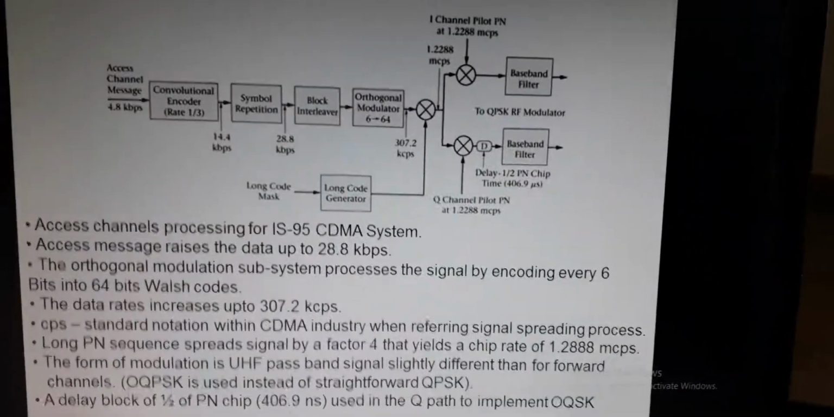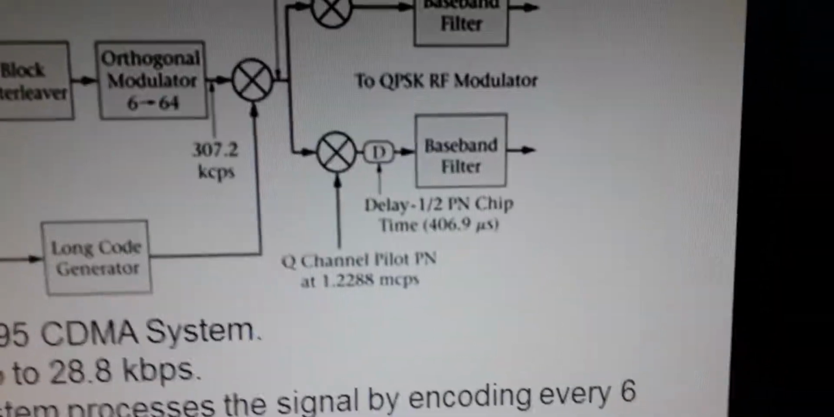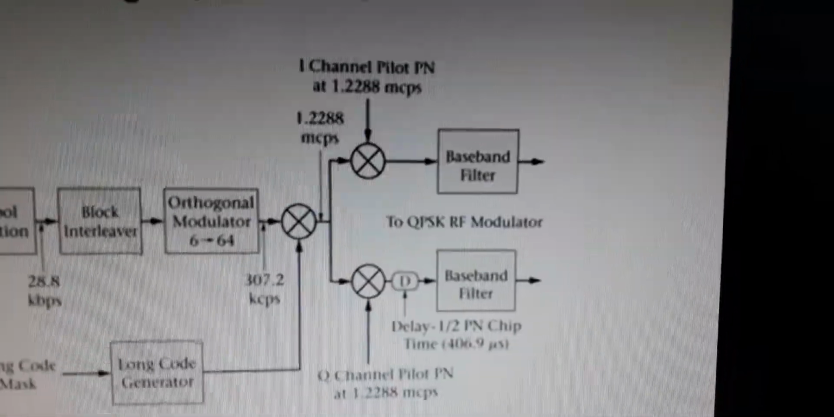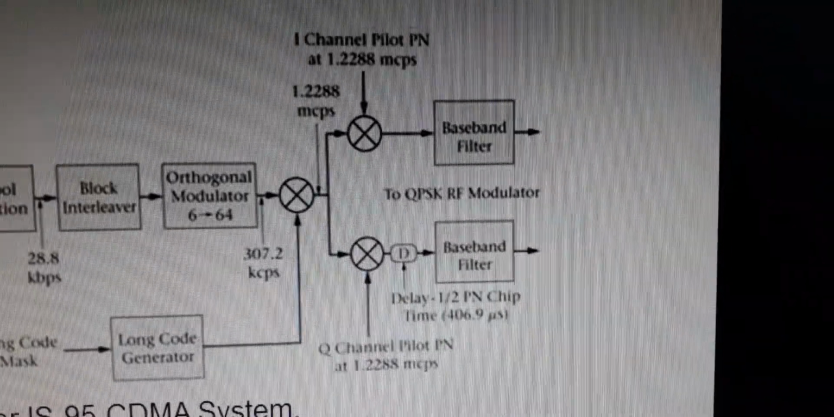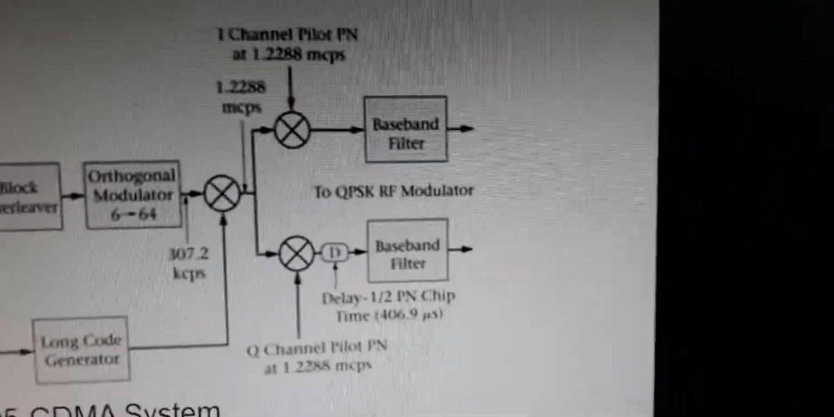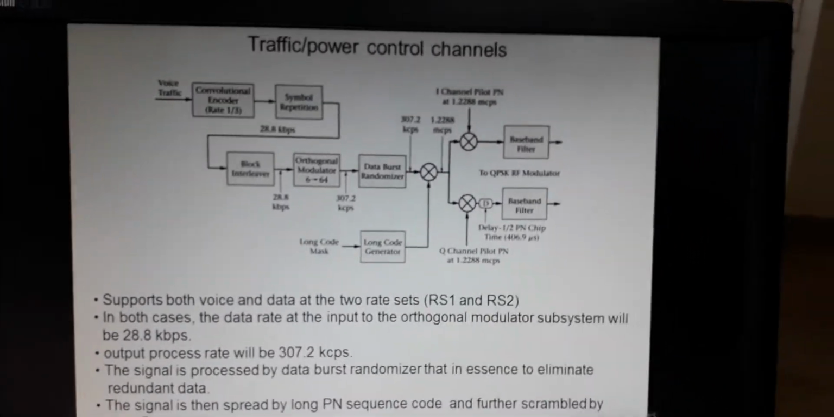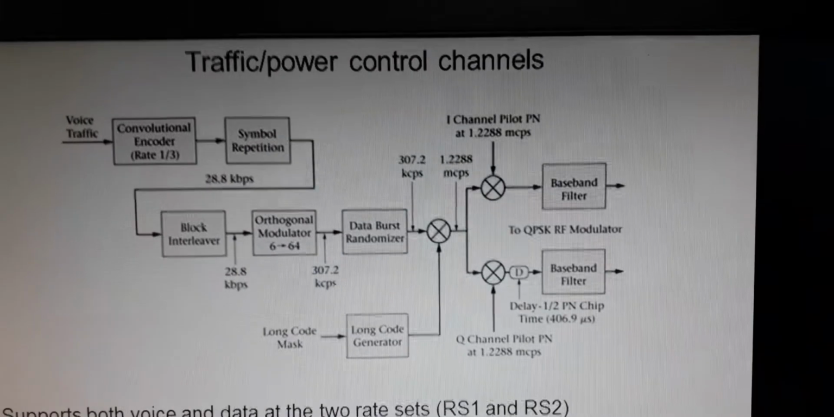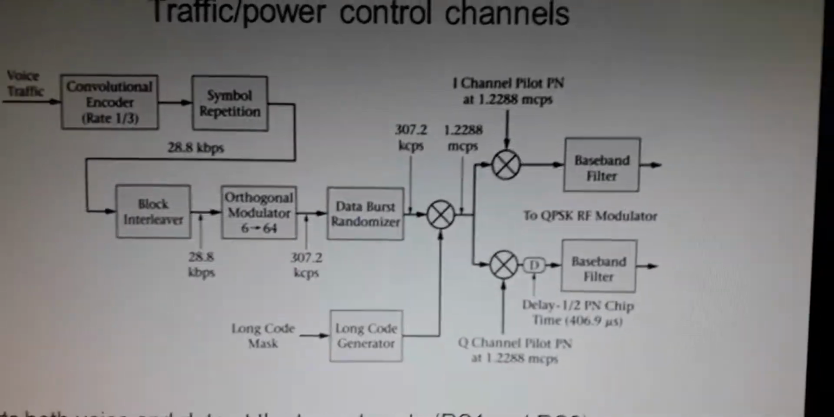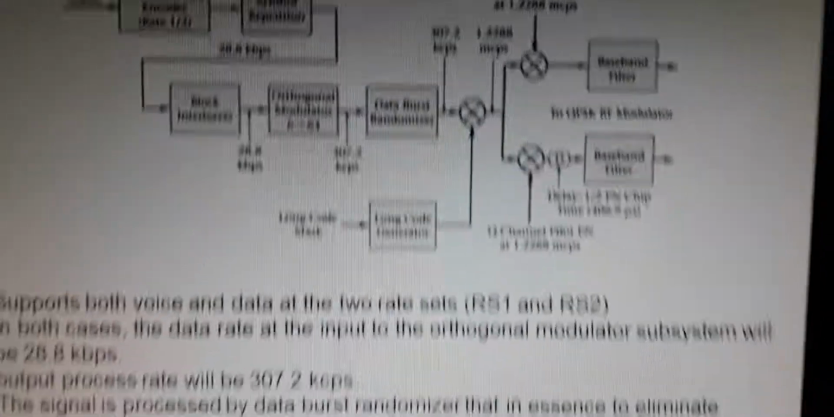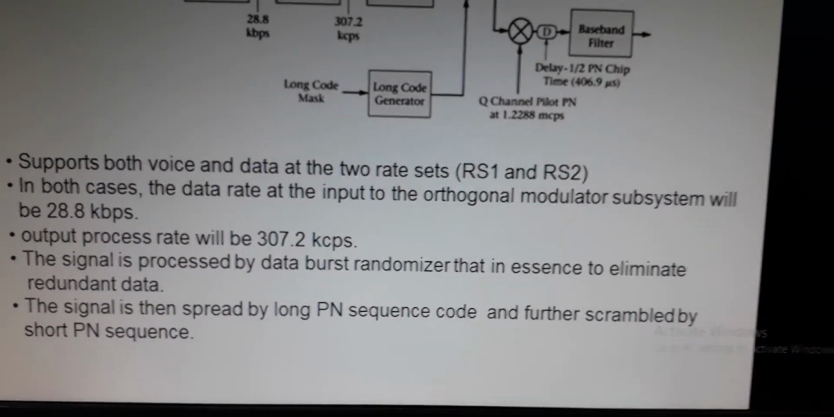So orthogonal quadrature phase shift keying is used for the Q component. That's just the difference. Otherwise, in all forward channels, you have seen the straightforward basic spreading sequence. That's the only change here. Then it is the same with respect to the reverse traffic power control channel.